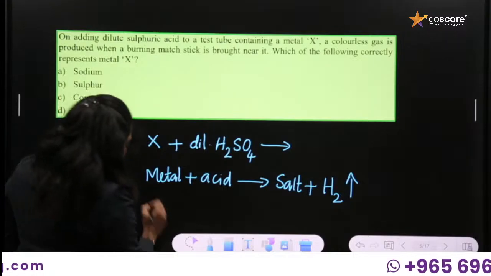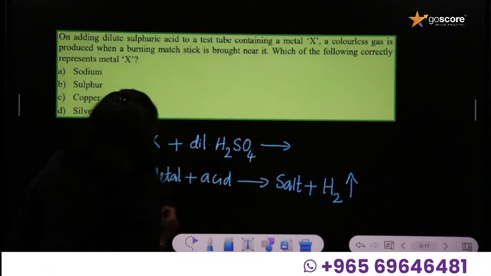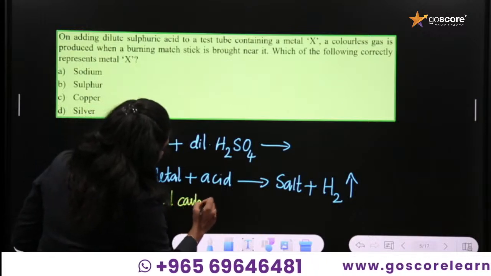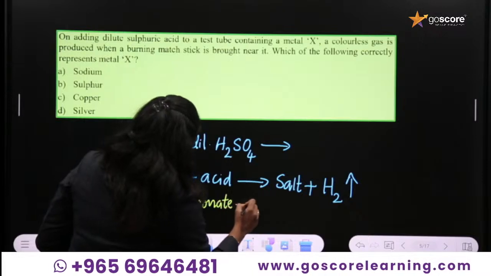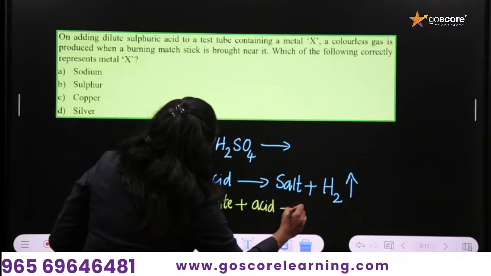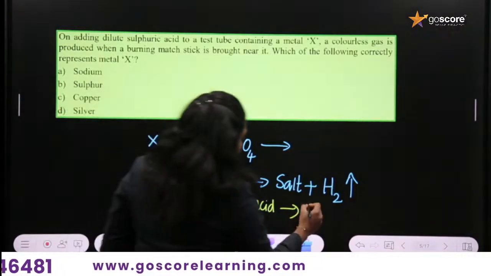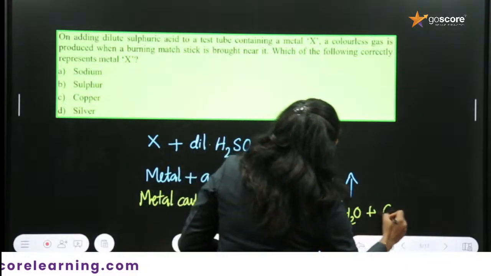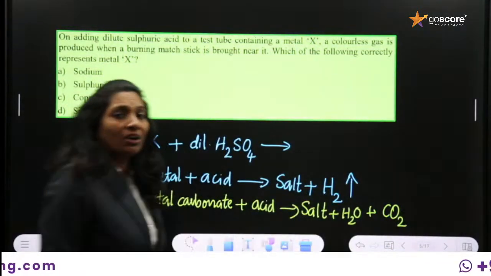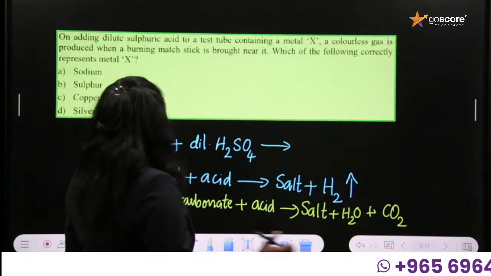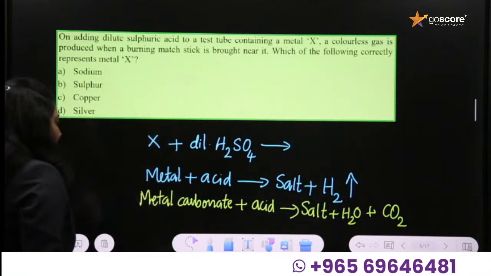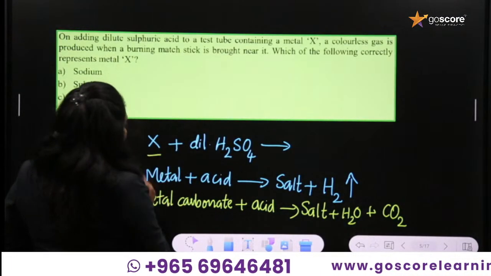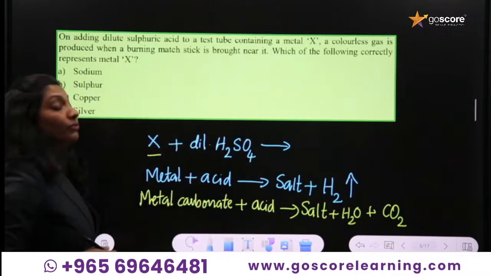And what happens when a metal carbonate or metal hydrogen carbonate reacts with an acid? What will you get? You get salt plus water plus which gas will be evolved? The gas evolved is nothing but carbon dioxide gas, right? So here you are taking a metal X and you are adding dilute sulfuric acid into it.